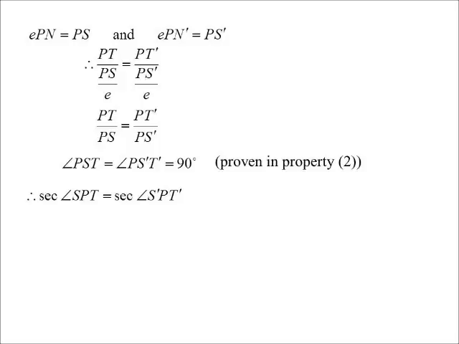Well, we know they have to be acute angles because we're talking about inside a right angle triangle. So therefore those angles must be the same. It's not like one could be obtuse and one could be acute. They both have to be acute angles. And if their ratios are the same, they've got to be the same angle. So angle SPT must equal angle S dash P T dash.